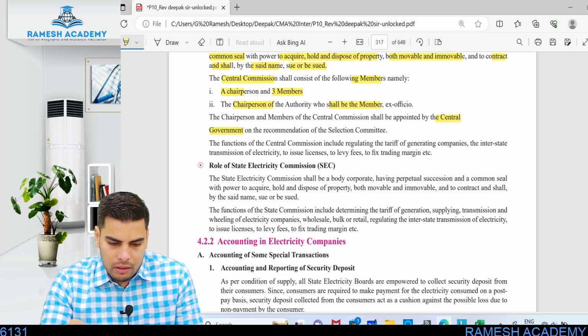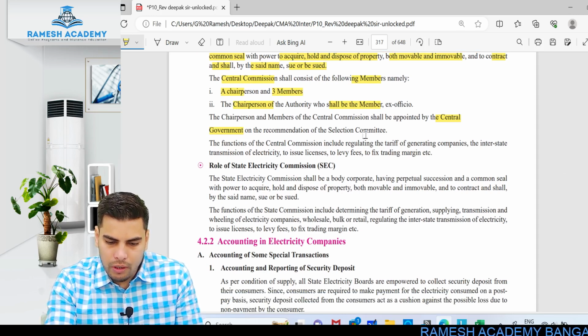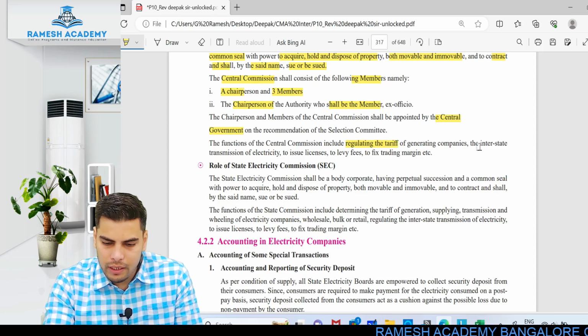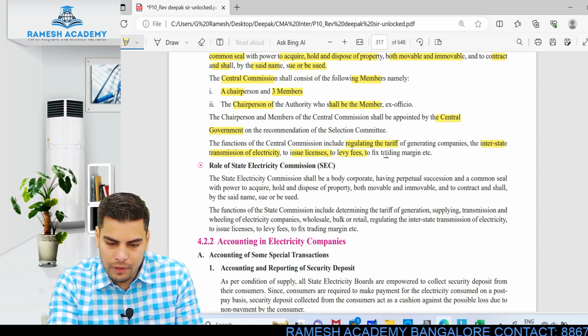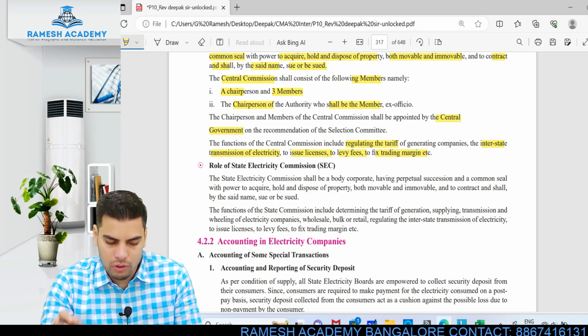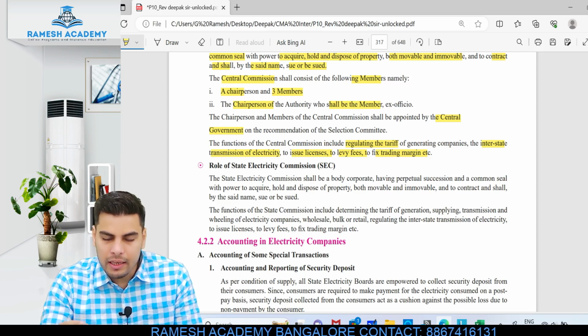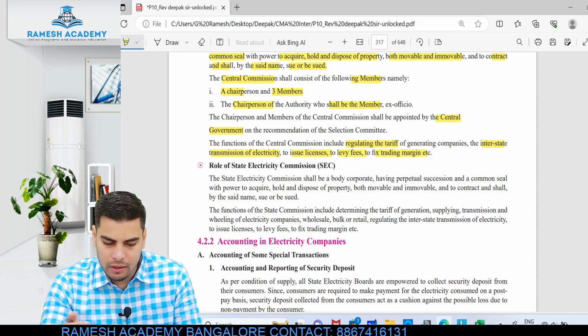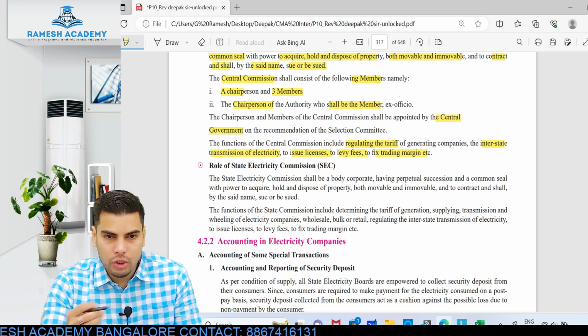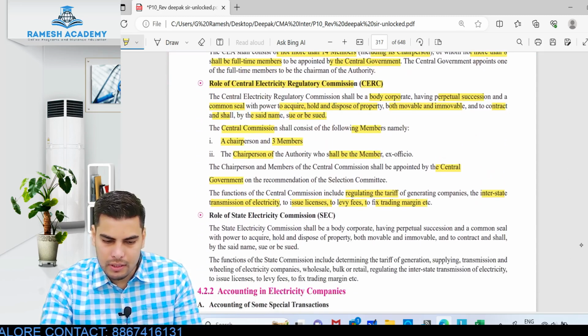The functions of the Central Commission include regulating the tariff of generating companies and the interstate transmission of electricity, issuing licenses, levying fees, and fixing the trading margin, etc. So these would be the roles and responsibilities of this Central Commission. What will it do? It will be regulating the tariff. Whenever there is any interstate supply of electricity, that will also be regulated by this particular commission. It will be responsible for issuing the license, levying fees and fixing the trading margin. So the price, everything will be fixed by this particular Central Electricity Regulation Commission.